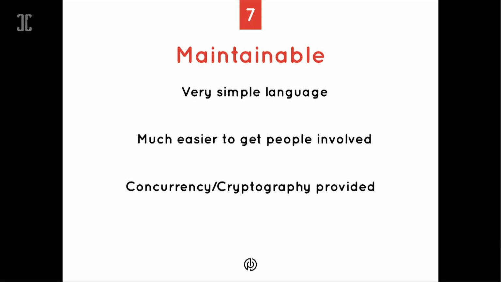Maintainable, really important for an open source project. Because the language is so simple, you think about how we do software development at scale. Let's make it as simple as possible. If you know C, if you know Python, you probably can jump in and learn Go in a weekend. It's so easy to get other people involved in the project. So simple and opinionated. The other fantastic thing is the concurrency and cryptography. It's making it so easy to get started.